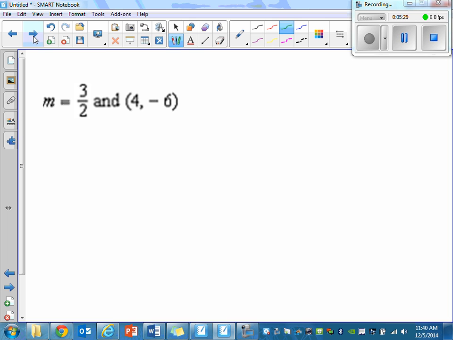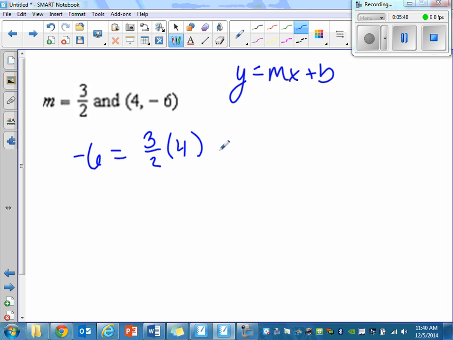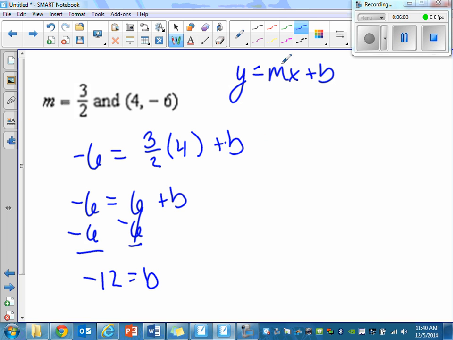Here's one more last example. Again, if you know y equals mx plus b, you're pretty much golden all the time. So we have y equals -6, and then this is equal to the slope times x plus b. So -6 equals, and 3/2 times 4 is 6, plus b. So we're going to subtract the 6 from both sides. That would give you -12 equals b. So our y-intercept would be at the point (0, -12).